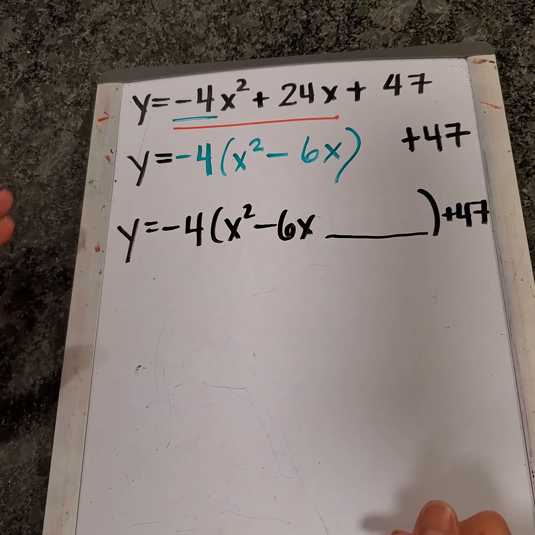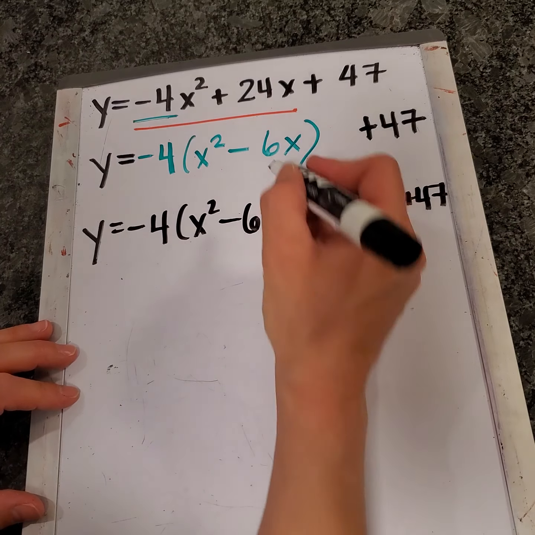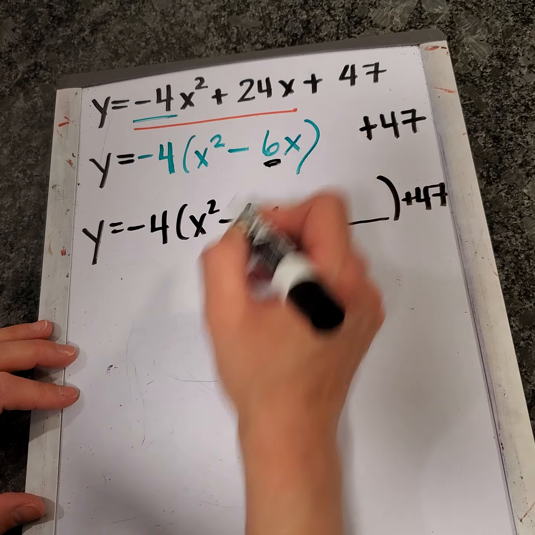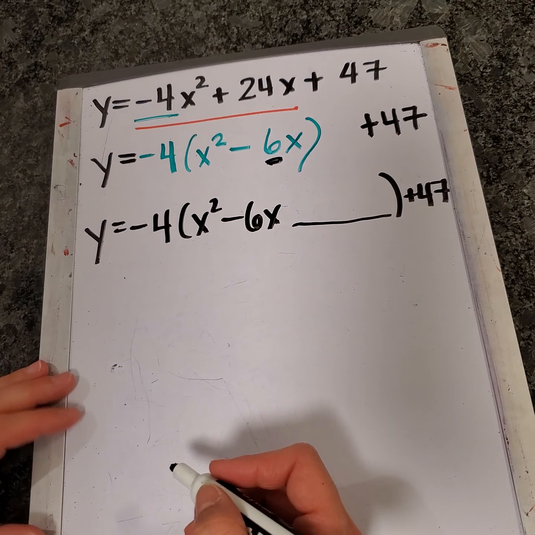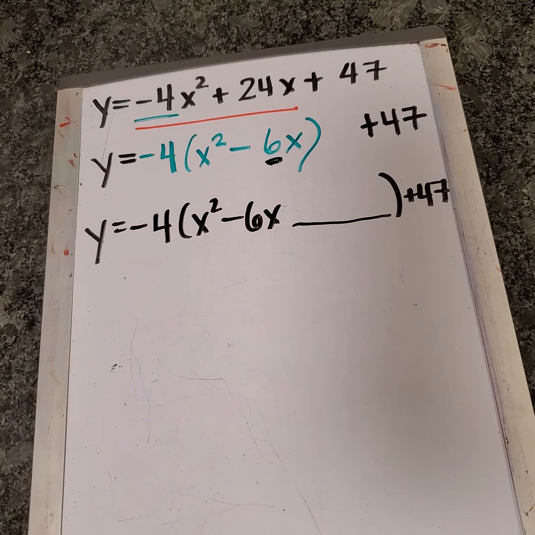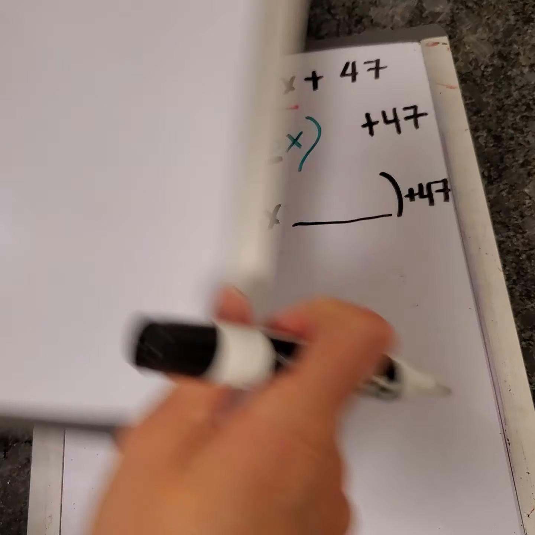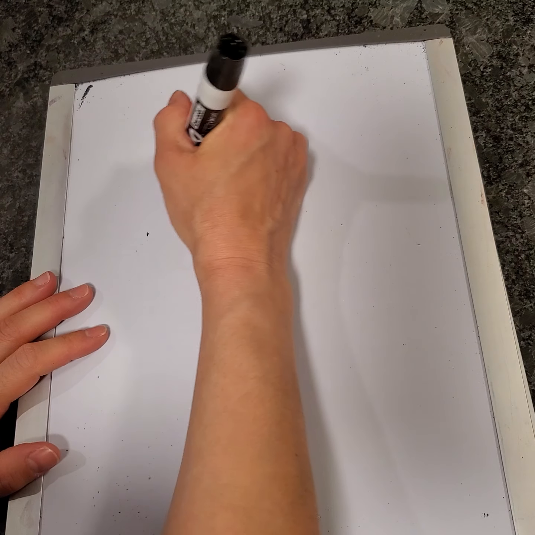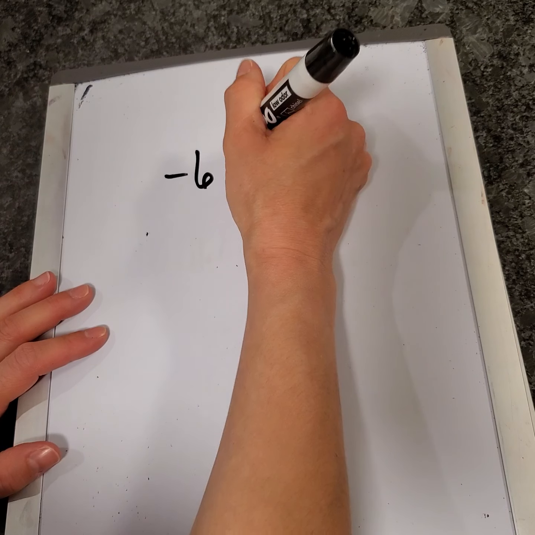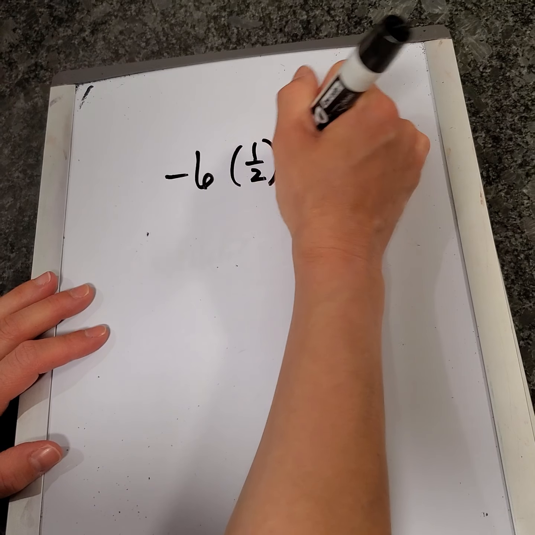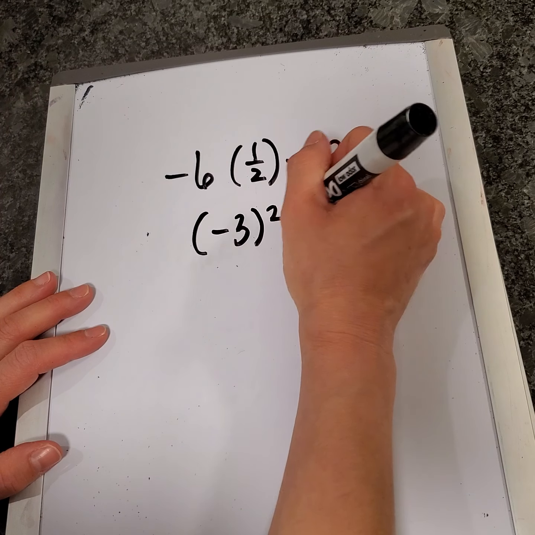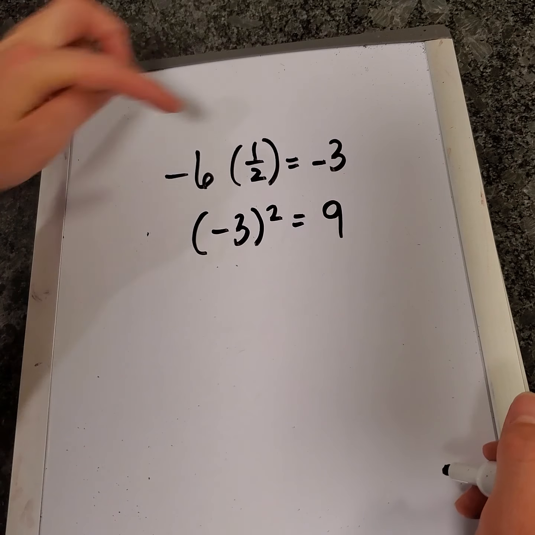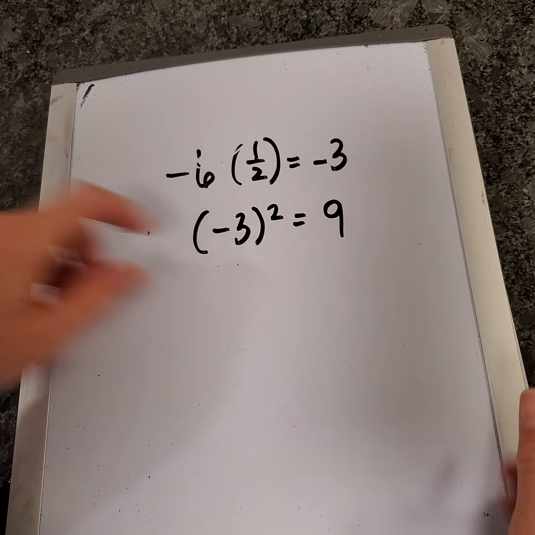Okay, now we are going to look at the coefficient of x inside the brackets. That number is negative 6. We're going to take a half of that, which would be negative 3, and then we're going to square negative 3, which is 9. Take a half and then square it.